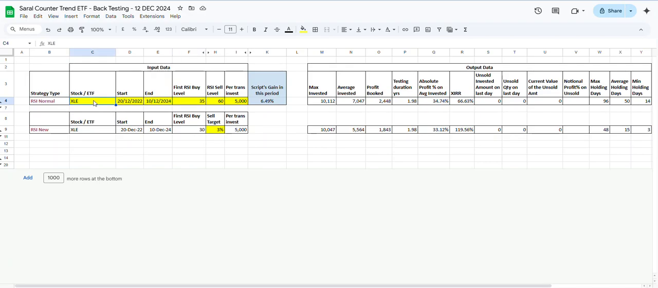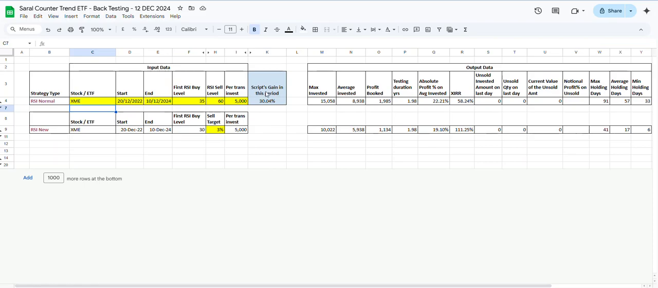So first we will take XME, the metals and mining sector. Now the system is going to fetch all the data from Google Finance, and this is a Google Finance sheet. Let's see what comes out. It's fetching the data, it takes time. I have taken 2 years of data. You can even go back and check for 5 years, 6 years, as long as data is there.